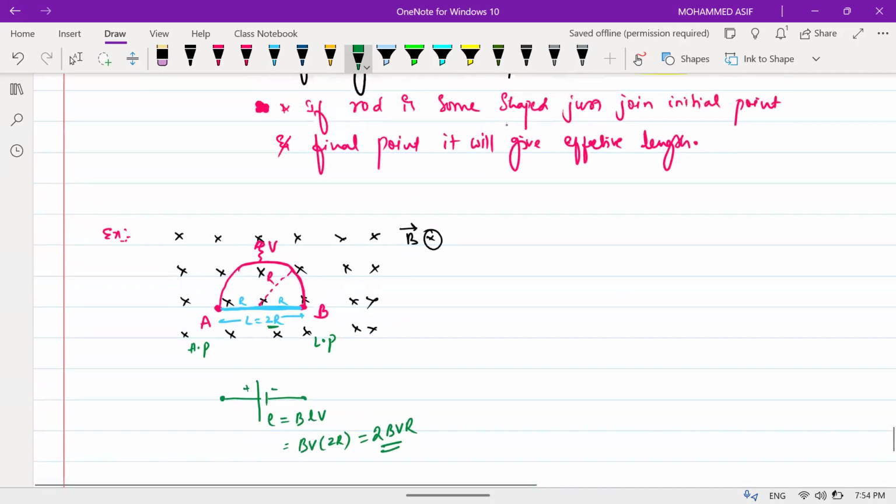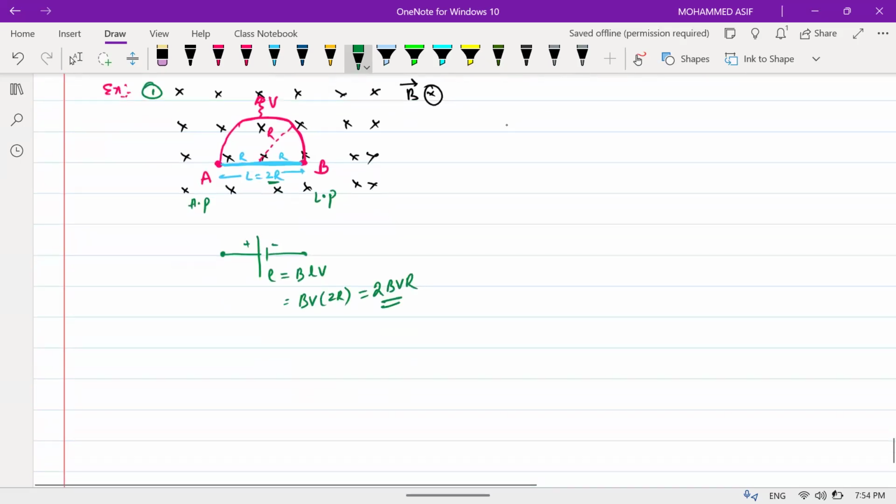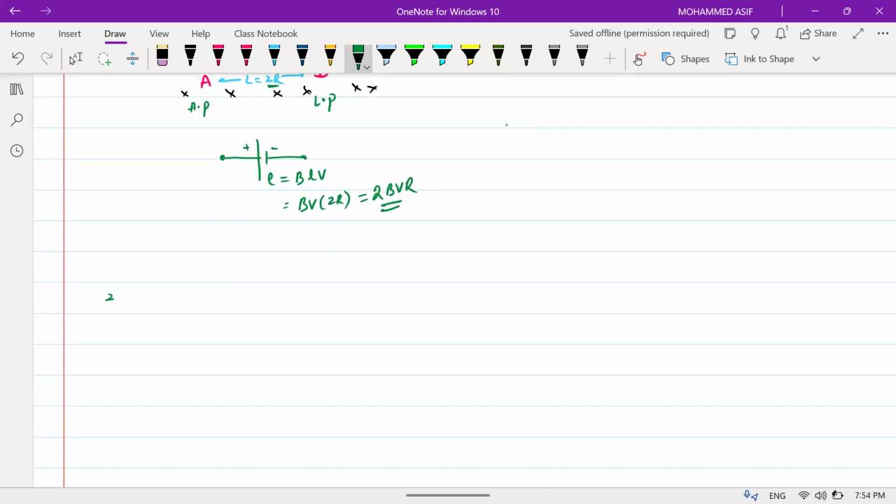Have you understood it? No response. Have you understood it? Tanvita, got it?